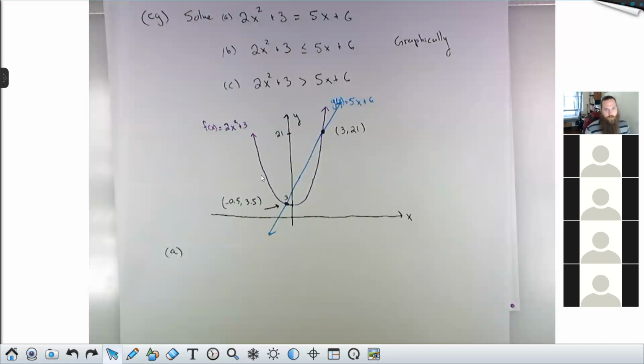Because the y value along the purple graph is 2x squared plus 3, and the y value along the blue graph is 5x plus 6. So 5x plus 6 is going to be equal to 2x squared plus 3 if those y values are the same, meaning the graphs touch, right? Right here at this point, when x is equal to 3, both of those functions output the same y value, 21.